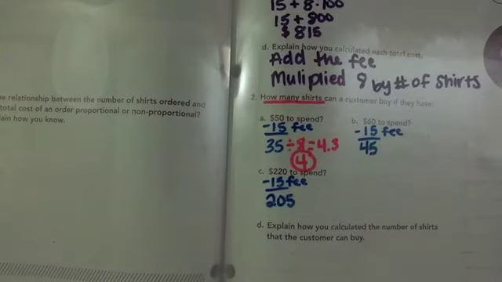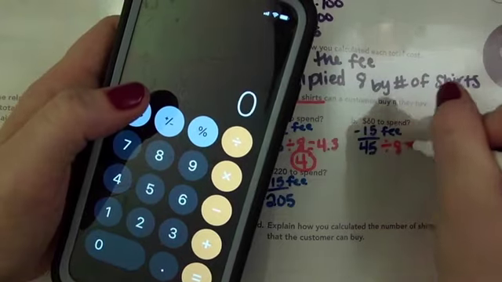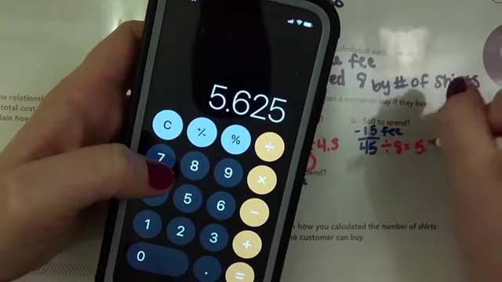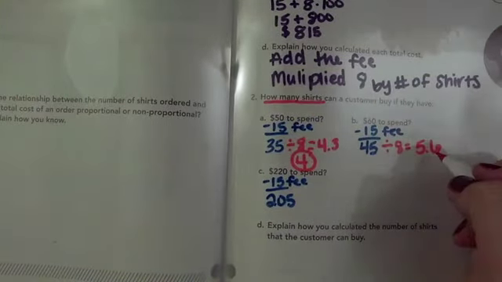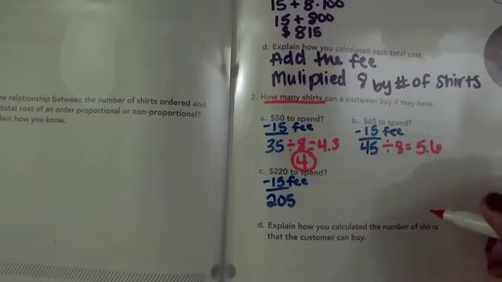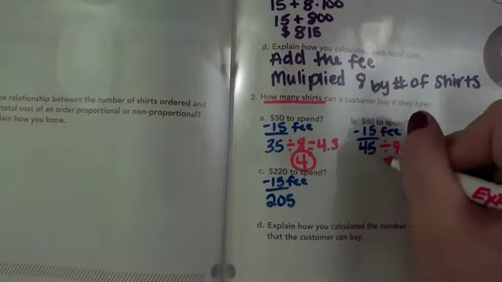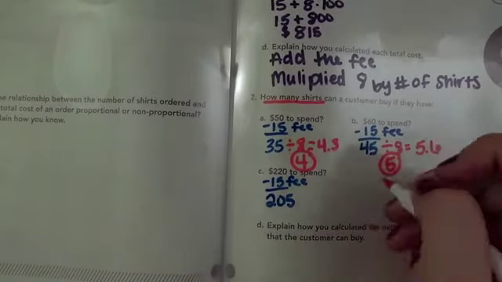Okay, let's do the 45. So again, 45 divided by the cost per shirt, 45 divided by 8 is 5.6. Can I buy 5.6 shirts? No. It's really close to buying 6, but do you think they're going to say, you're a few dollars short, so we'll let you buy the 6? No, they want to make their money, so they're only going to let you buy 5 shirts. You can't buy part of a shirt, and they're not going to let you buy the 6th shirt with not enough money.